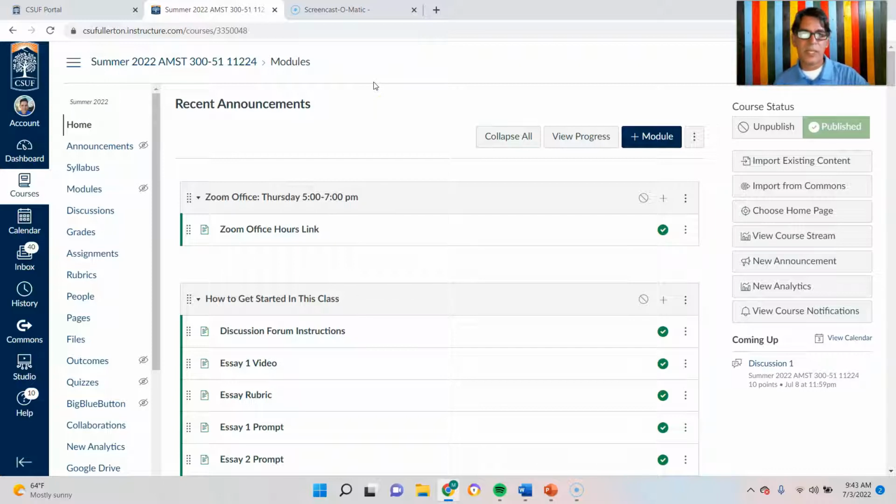Once I start sending announcements out, the three most recent will be right here, and you'll also be able to click on this and go back and view any other announcements that have been made. You should be receiving these as emails. If you're not getting these emails, go into your spam folder and make sure you select that this isn't junk mail. This is something I want in my priority inbox.